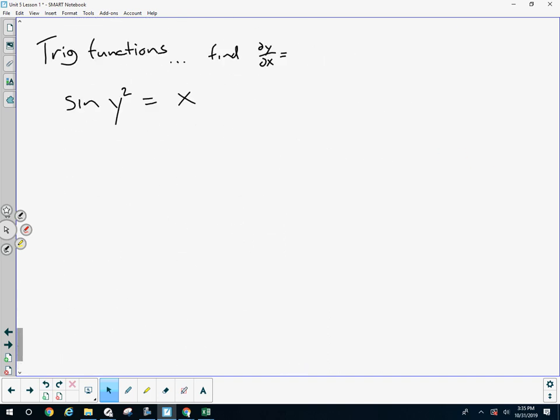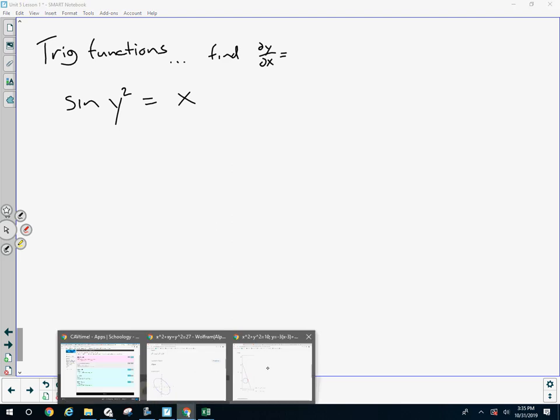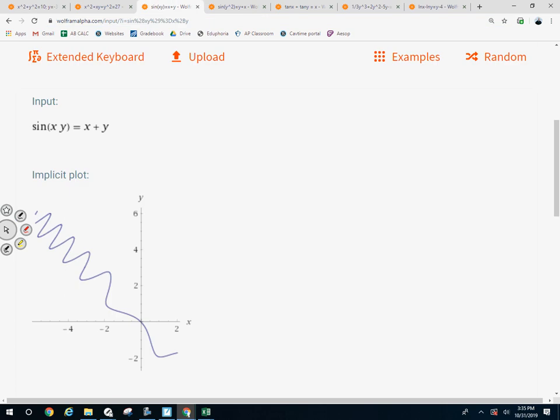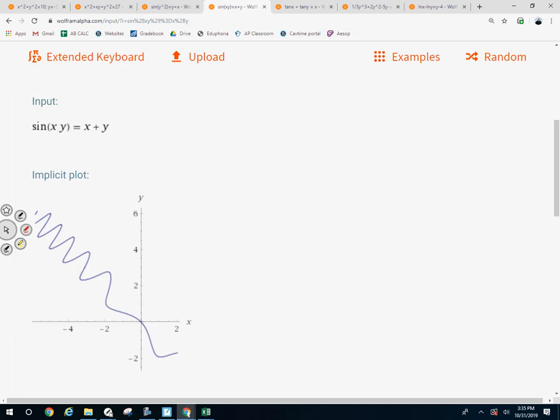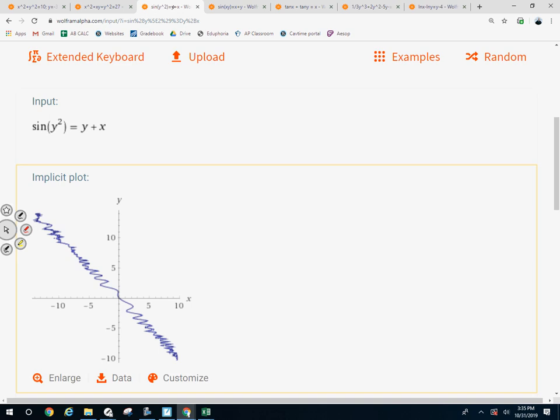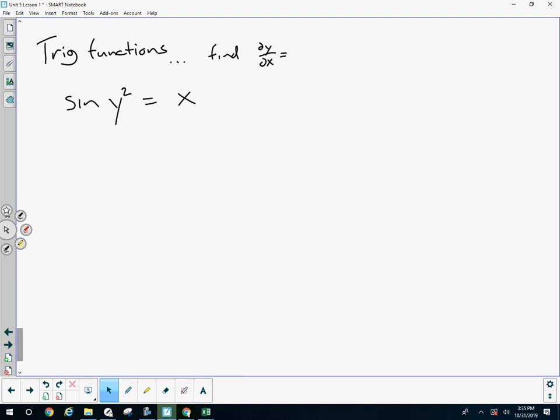Trig functions. Implicit trig functions. Squiggly lines. These squiggly lines. We're literally finding the tangent slope generator of this squiggly line. Right? Don't want to be that guy. All right. Take the derivative of this. Let's see if we can do the first step.